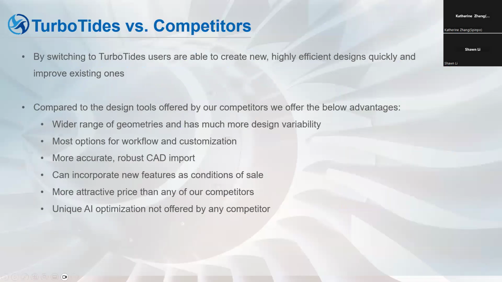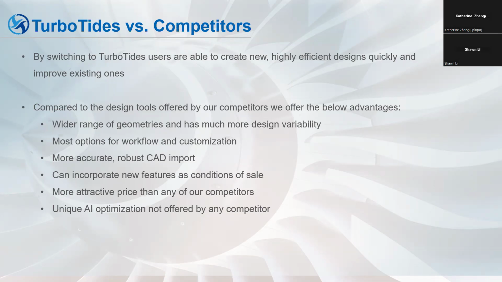So to summarize some of the big differences between TurboTides and its competitors, you're able to make efficient pump designs and improve existing ones very quickly, and you have a lot more options in the design process. And that's the overall main point here. TurboTides can model a very wide range of different types of pump designs, and unlike a lot of our competitors, you can model any additional component for no extra charge.